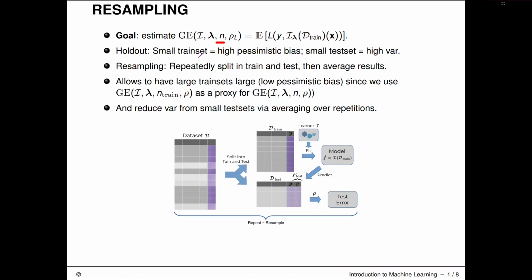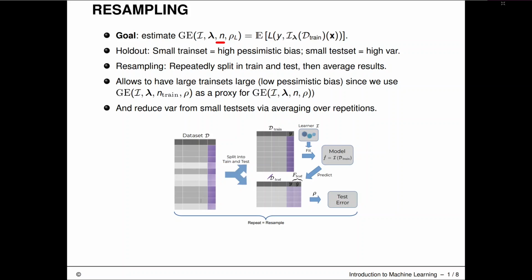Fortunately, resampling is a very, very nice way out of this problem. So in resampling, we repeatedly split our original data set in training and test sets, and then average results. So that's the basic definition. So pretty simple. So in a certain sense, we run holdout multiple times. The good news is that because of these repetitions, we can now allow ourselves to have pretty large training sets and hence only have a very low pessimistic bias in our estimator going on.